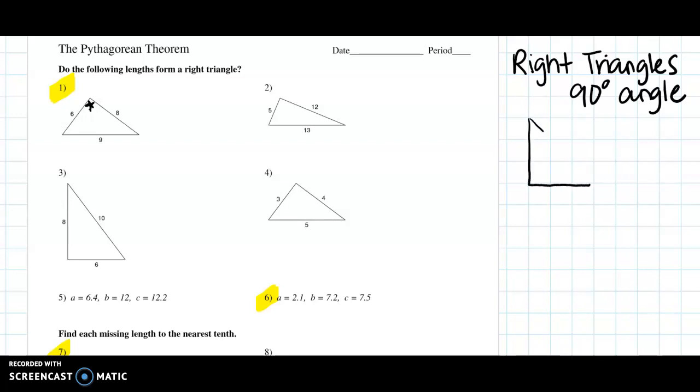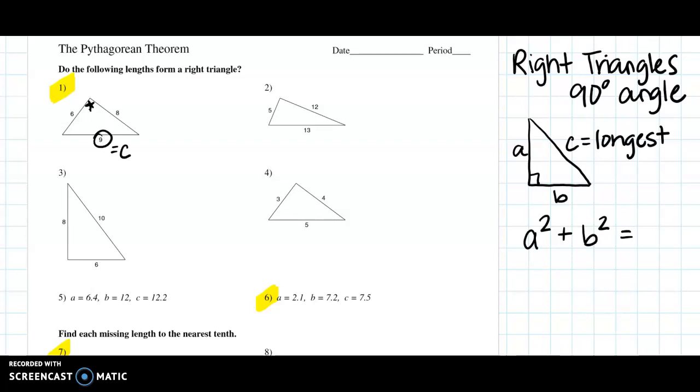In all right triangles, our sides touching the 90-degree angle are A and B, and C is the longest side. Well, 9 is the longest side here, so this would be our C. So our question is, does this fit the Pythagorean theorem, a squared plus b squared equals c squared? In other words, does 6 squared plus 8 squared equal 9 squared? C is always the longest number.